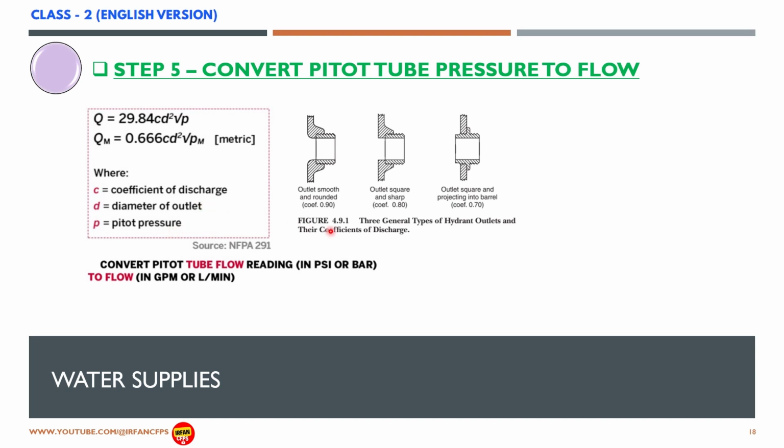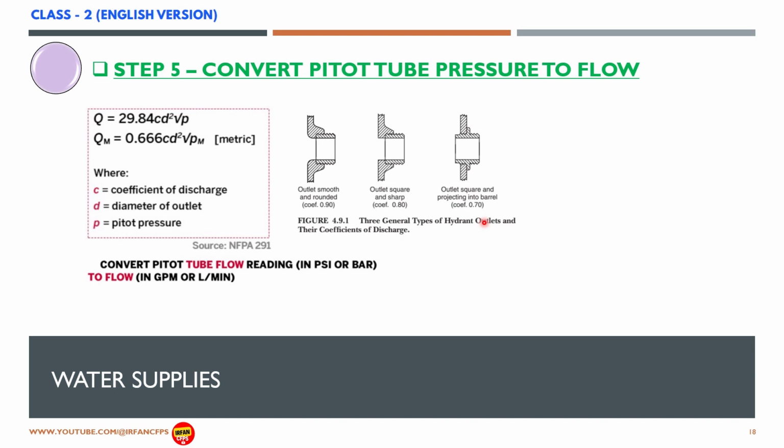And also we can see figure 4.9.1, which shows the three general types of hydrant outlets and their coefficient of discharge as specified by NFPA 291. If the hydrant outlet is smooth and rounded, then the coefficient of discharge will be 0.9. If the hydrant outlet is square and sharp, then the coefficient to be considered is 0.8. And if the hydrant outlet is square and projecting into barrel, then the coefficient must be considered as 0.7.